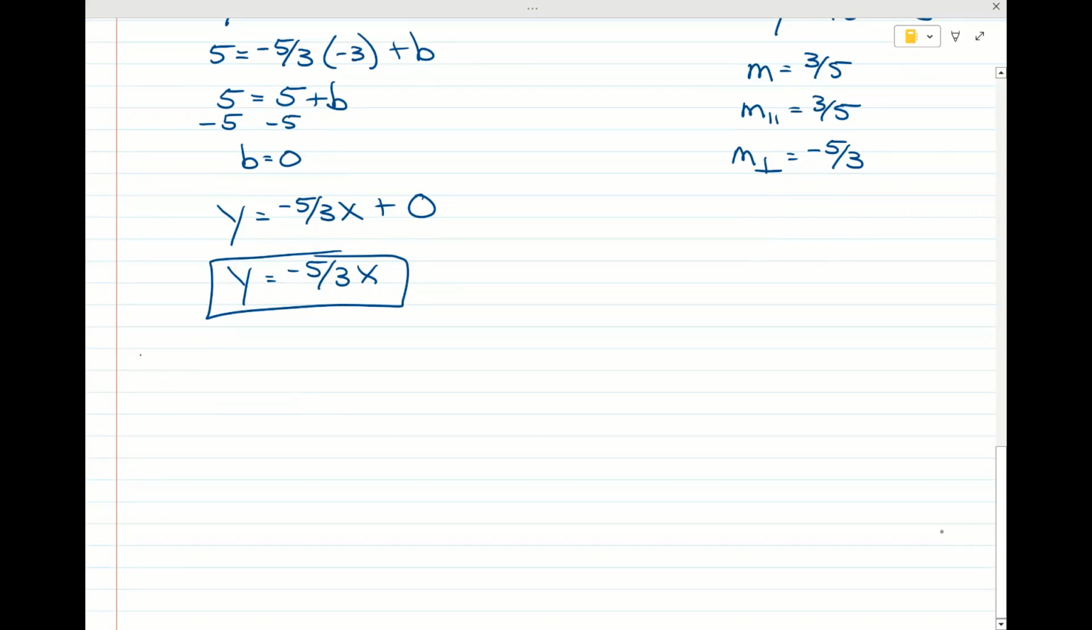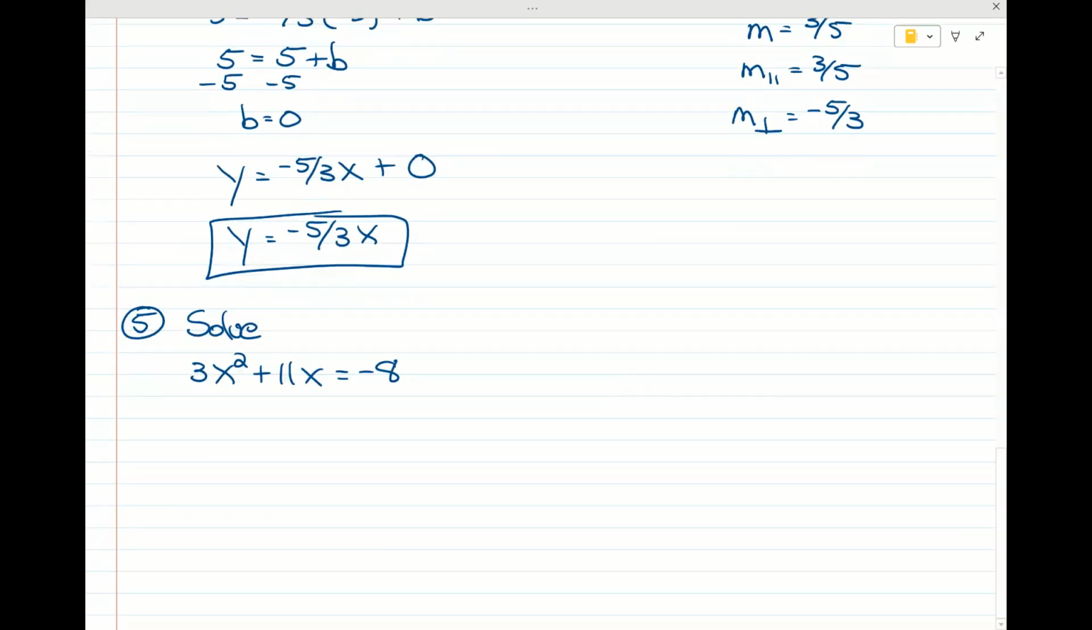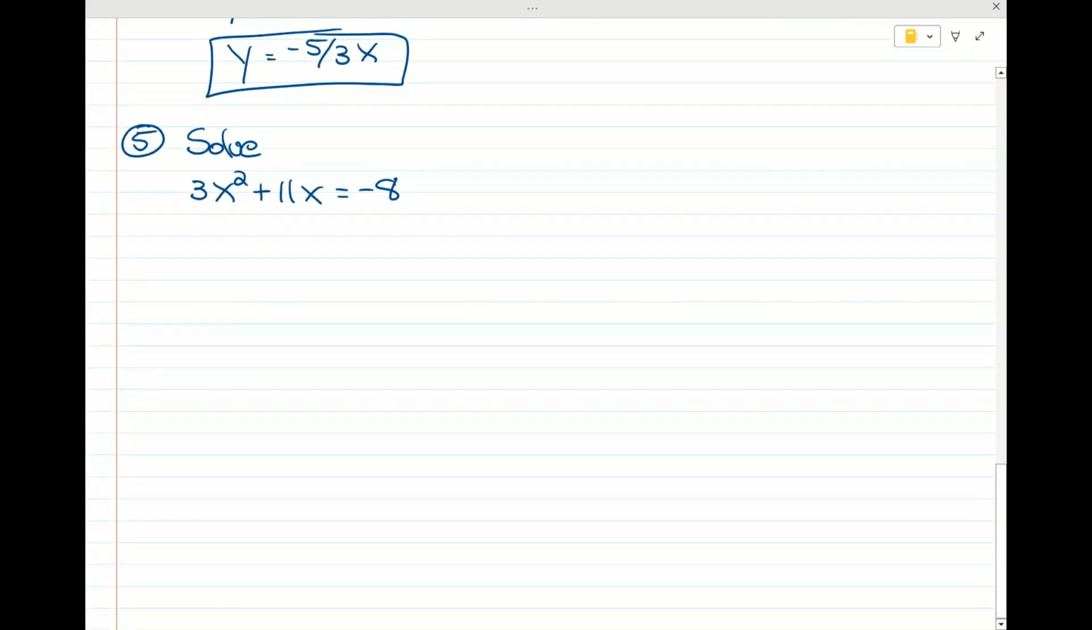Next, question number 5, it asks us to solve 3x squared plus 11x is equal to -8. Now when we talk about solving equations, the first thing we did is we said we have to make it equal to 0. So I'm going to go ahead and bring that -8 over and make it equal to 0.